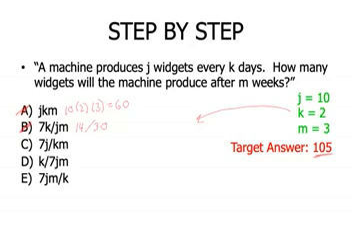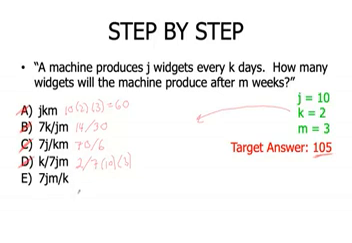How about 7 times J, 70, divided by K times M, 6. Again, feel free to check that in your calculator. It's nowhere near 105. And then we got K, which is 2, divided by 7 times J times M. Now that's a big number. 7 times 10 times 3. 2 over a huge number is not 105.